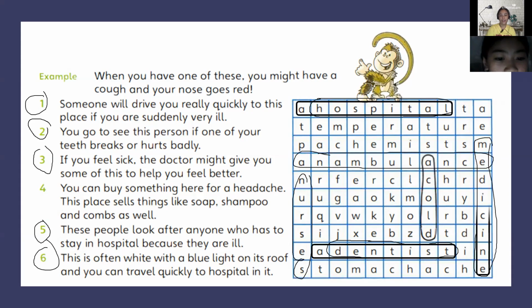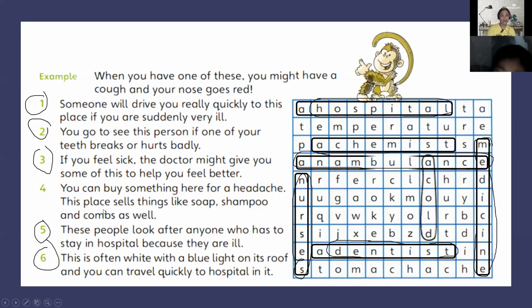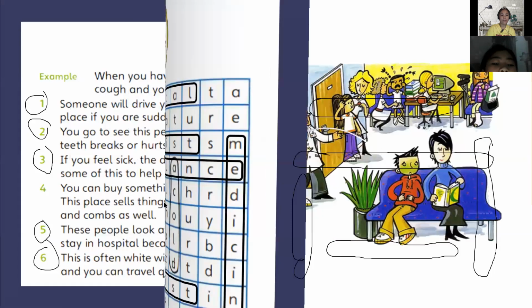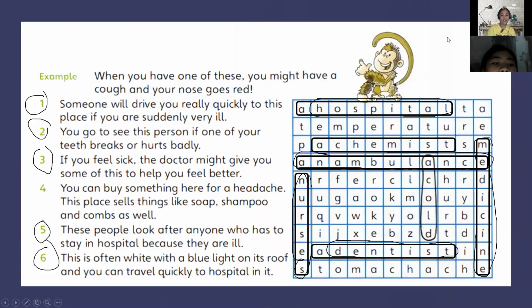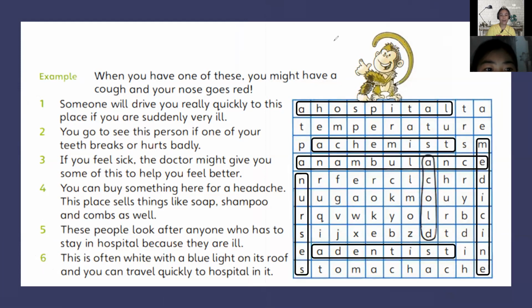The only thing that we cannot answer is number four. Hospital, a dentist, medicine, a chemist. Where is the chemist? It's a chemist. No, it's a pharmacy, not chemist. That's why we cannot find pharmacy. There's no pharmacy. Chemist, okay?